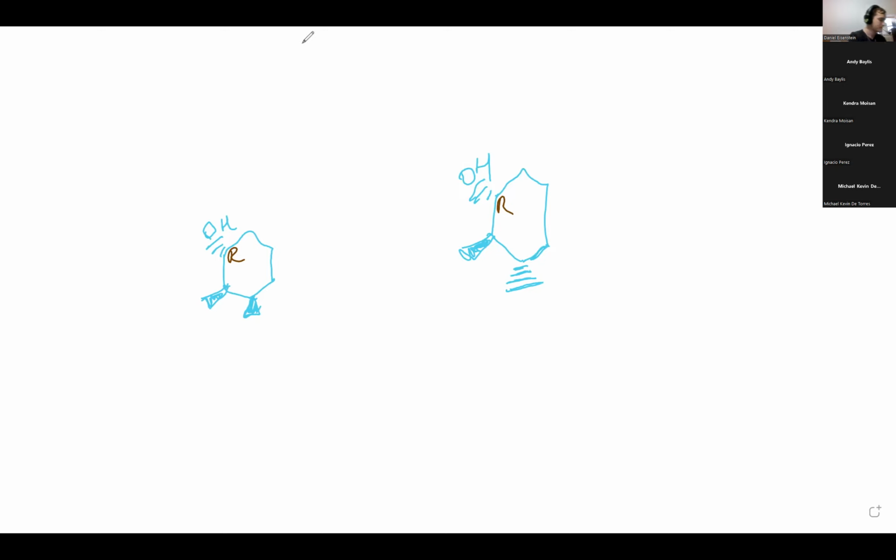All right. Next one. So looking at this carbon and this carbon, this top is going to be 1, this bottom one's going to be 2, and the methyl is going to be 3. 1 to 2, 2 to 3, 3 to 1. That's going to be R.